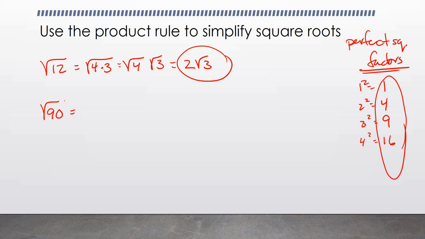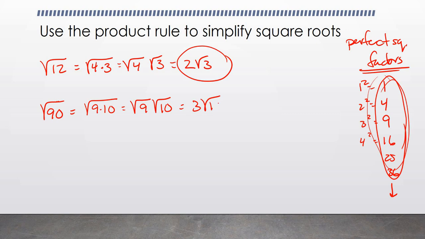Let's try another one. Square root of 90. Again, looking for numbers like this, perfect squares, they keep going. You should know them. It would be the square root of 9 times 10. Again, using the product rule to break this apart, and I can say 3 root 10.